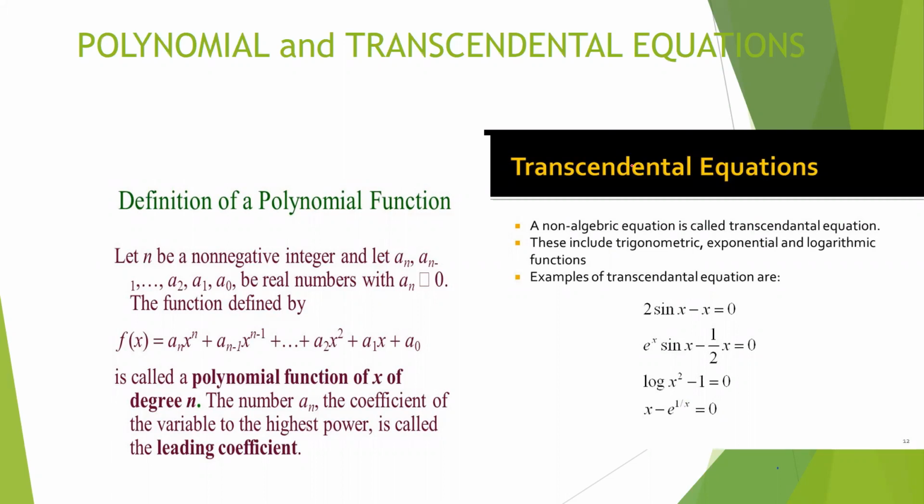A polynomial function is nothing but a polynomial equation, an equation involving algebraic terms. A linear equation ax plus b is also called a polynomial function, and a quadratic expression ax square plus bx plus c is also called a polynomial function, and the cubic one, that is ax cube plus bx square plus cx plus d, is called a cubic polynomial function. In the similar way, this is linear, this is quadratic, this is cubic, right?